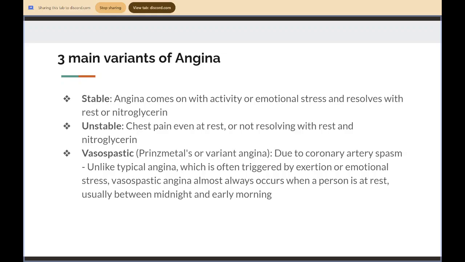Vasospastic. I don't think they call it Prinzmetal's anymore, but every now and then the name will pop up. It's also known as variant angina, and this is due to coronary artery spasm. It doesn't have any triggers and often occurs overnight.